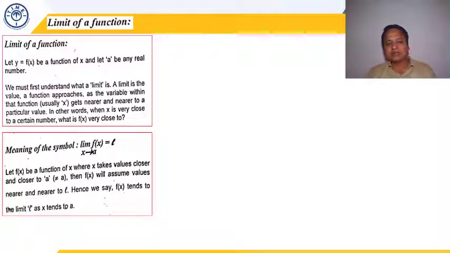Now we denote this by limit f(x) as x tends to a is equal to L. Let f(x) be a function of x where x takes values closer and closer to a. Then f(x) will assume values nearer and nearer to L. X takes values closer and closer to a, f(x) takes values closer and closer to L. Hence we say f(x) tends to the limit L as x tends to a.